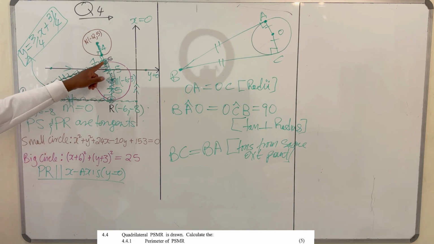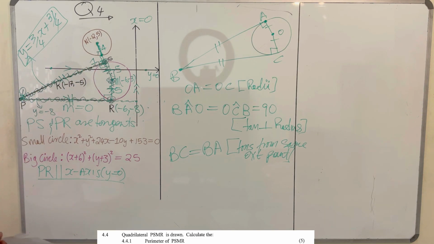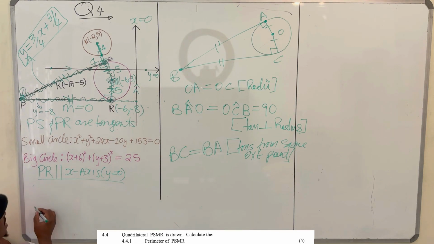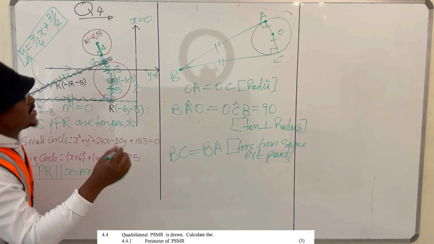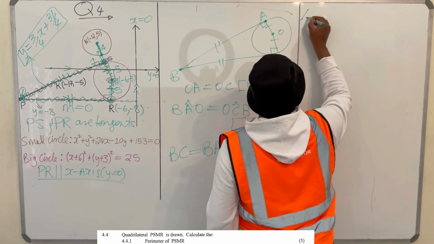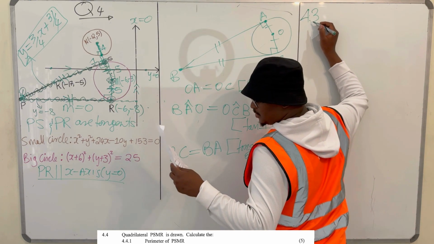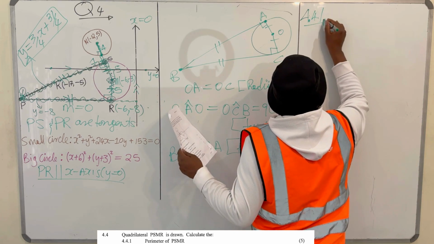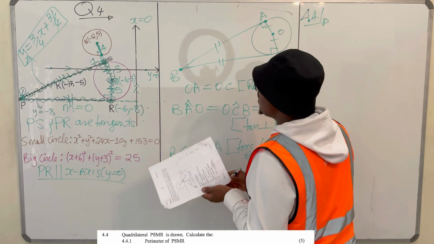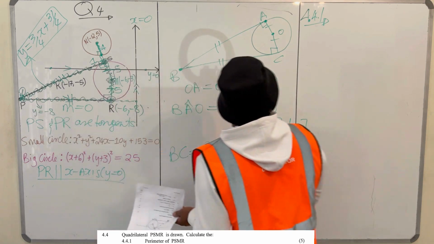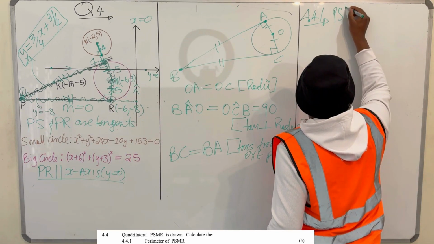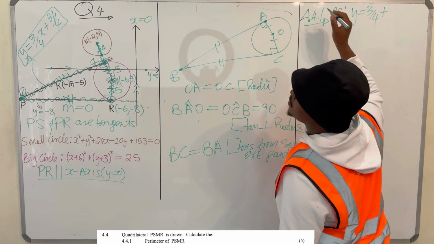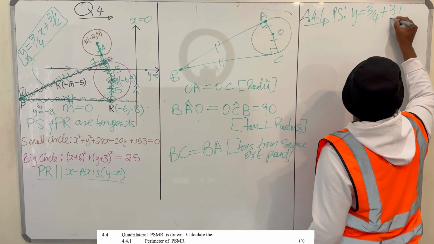We have the equation of this line, right? We have the equation of the line. Let me start 4.3 here. Or maybe let me start it there. Let's start 4.3 here. So this is 4.3. No, this is 4.4.1. So, what do we have? We have the equation of PS. We found that the equation of PS was what? Was y is equal to 3 over 4 x plus 31 over 4.